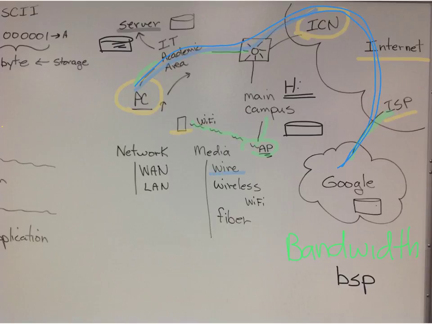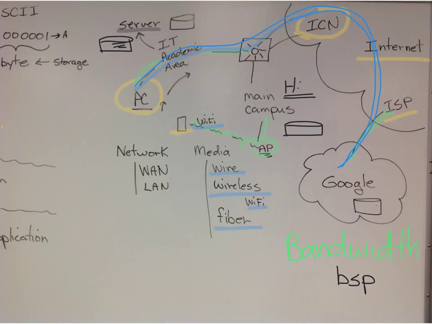Either through wire, wireless, or fiber. Now we gave one example of wireless, Wi-Fi, connecting through the air, but there's also a way to connect your phone to a service provider through your data plan. Okay? We'll talk more about that later on.